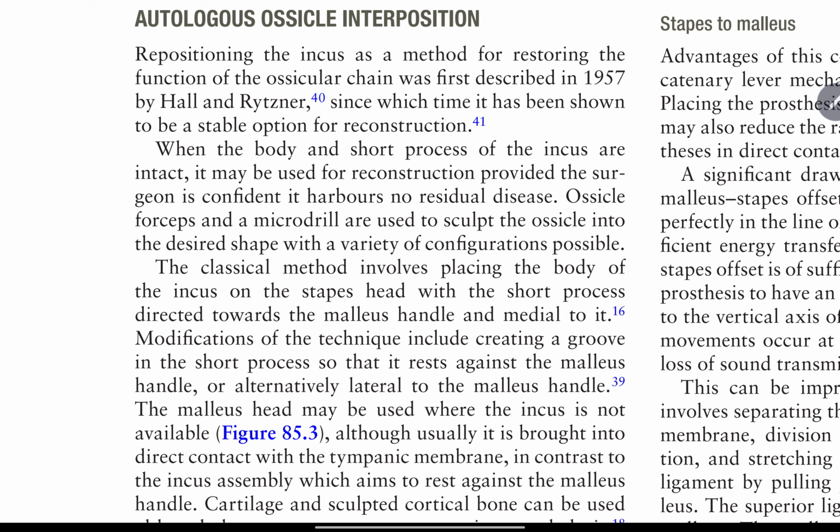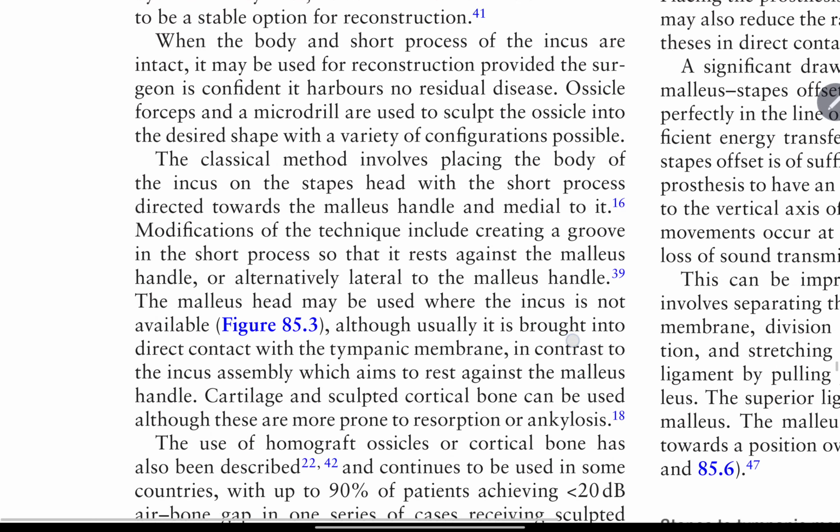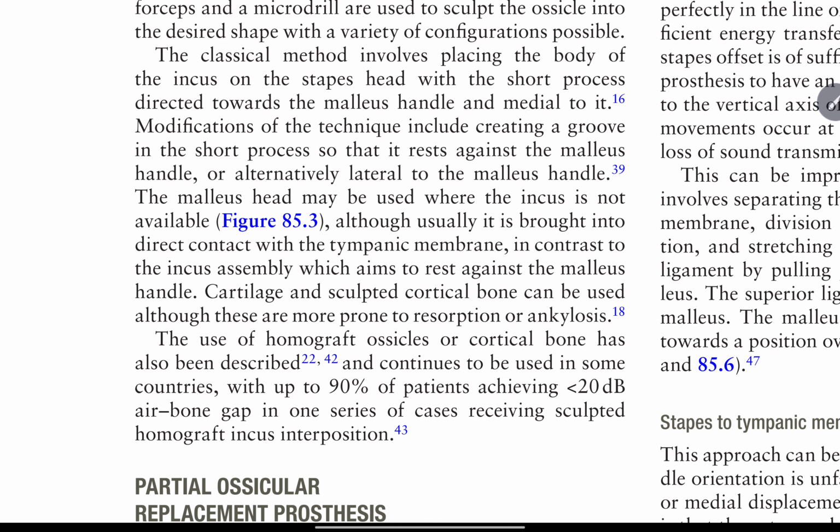The ossicle forceps and micro drill are used to sculpt the ossicle into the designed shape, with a variety of configurations possible. The classical method involves placing the body of the incus on the stapes head with the short process directed towards the handle of the malleus and medial to it. Modifications of the technique include creating a groove in the short process so that it rests against the malleus handle, or alternatively lateral to the malleus handle.